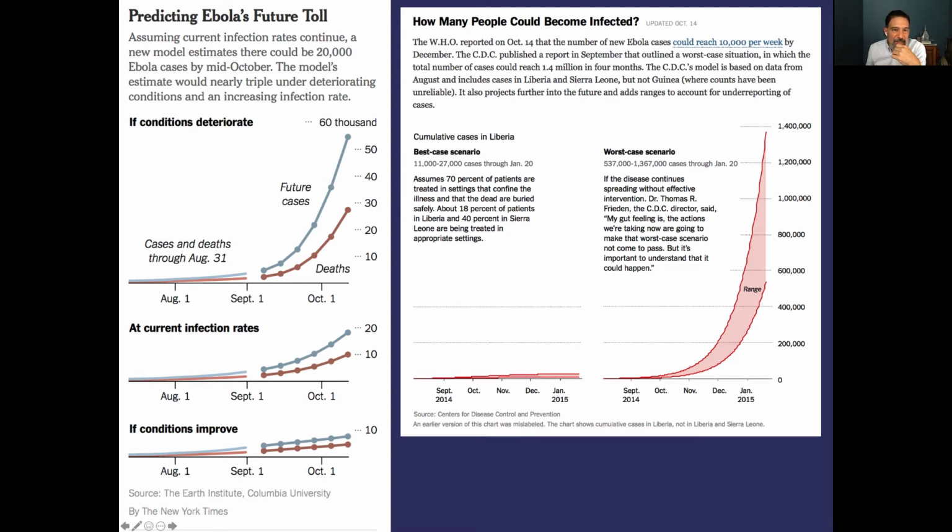So it seems like there are worse scenarios modeled by each of these different models that got into the ballpark of what actually ended up happening with the Ebola outbreak in the subsequent months after August 31st.